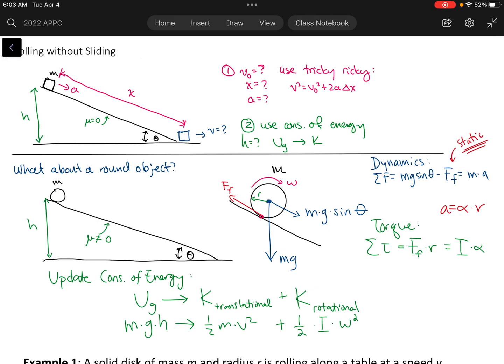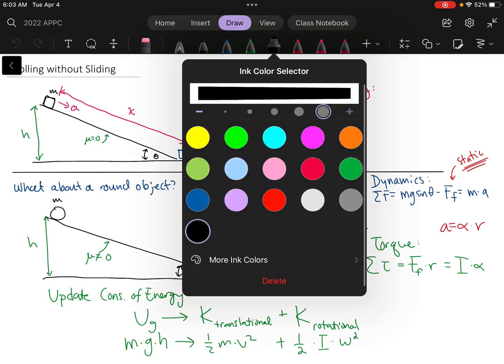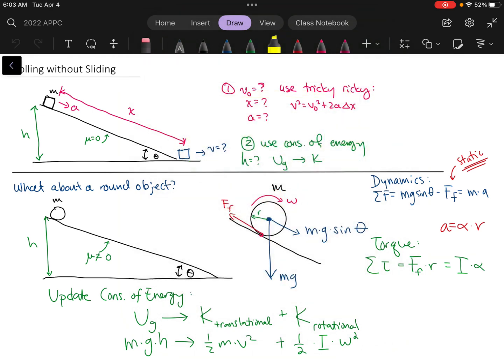In this set of notes, we're looking at objects that were rolling, that were not sliding or slipping. So they're maintaining contact as they were moving along a surface, whether that was rolling down something like a ramp or if it was just rolling along a surface.